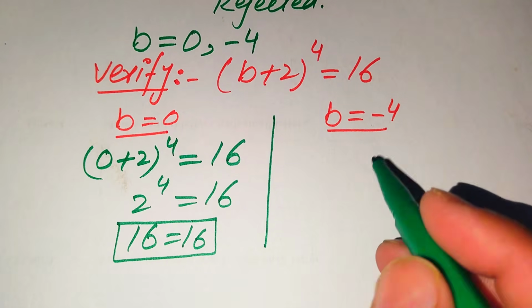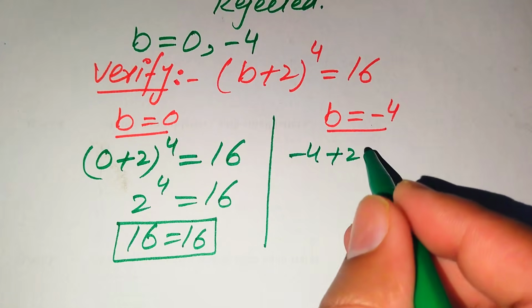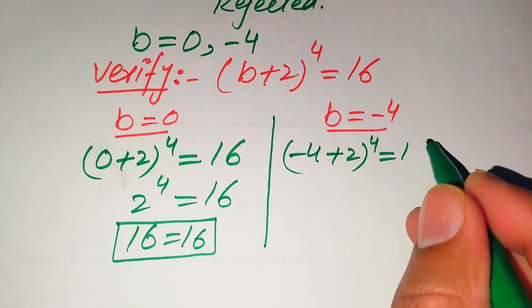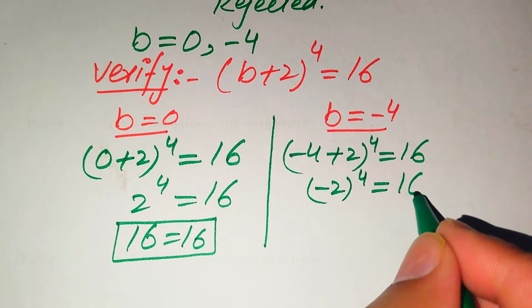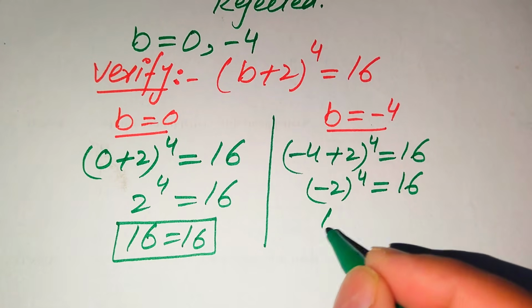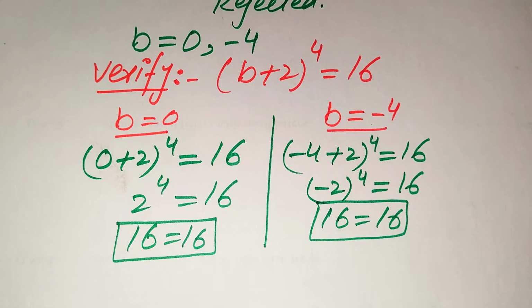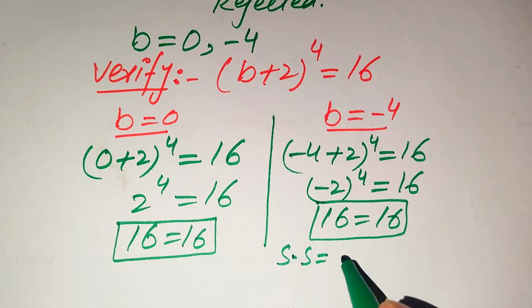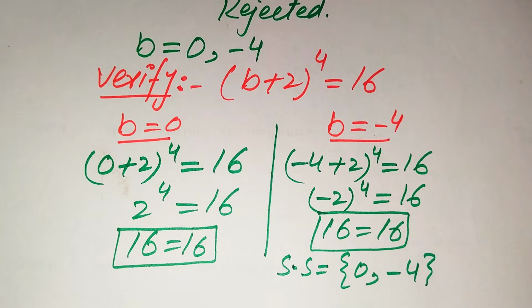Now in the same pattern we verify the second value of b. We put it here, and it becomes (-4+2)^4 equals 16. Minus 4 plus 2 becomes minus 2, and minus 2 to the power of 4 is also 16, so 16 equals 16. This shows that again both sides are equal. So finally the solution set of this problem is 0 and minus 4. These are the two solutions of the given equation, and this is our final answer.